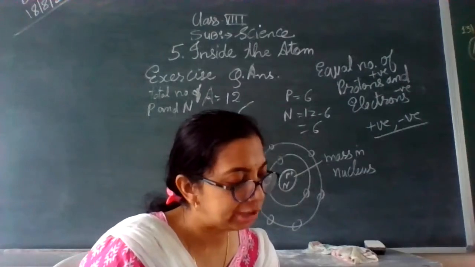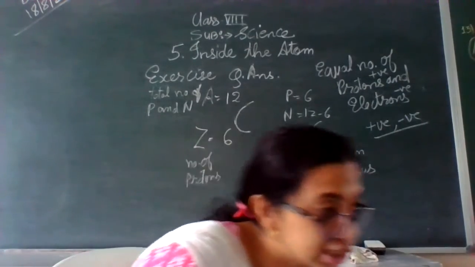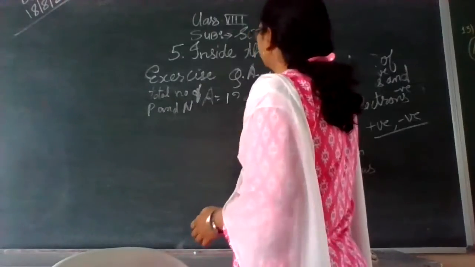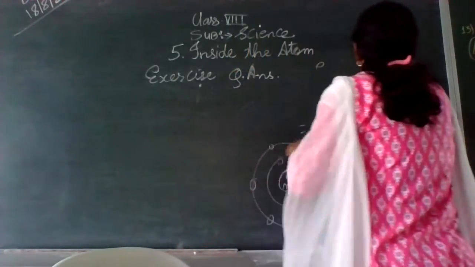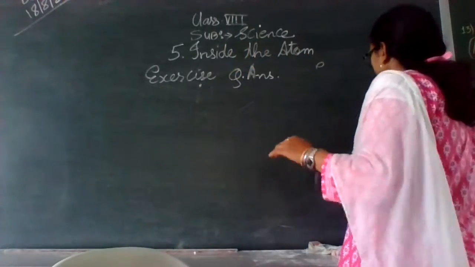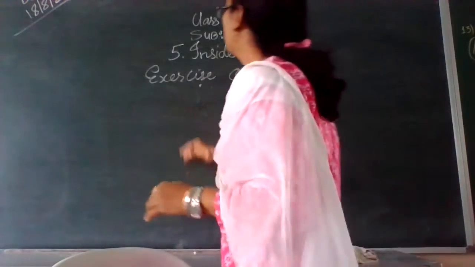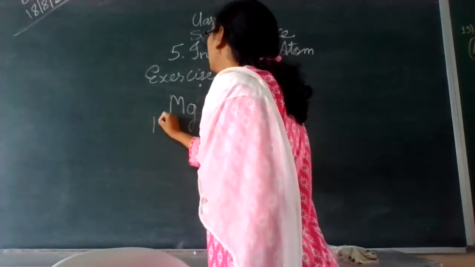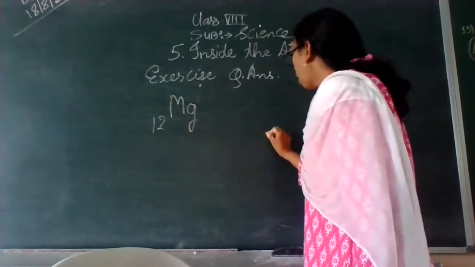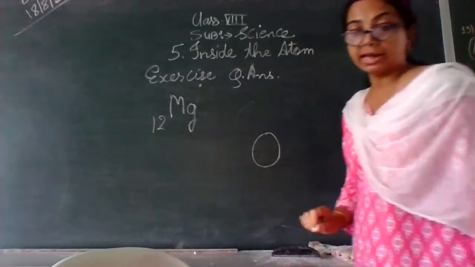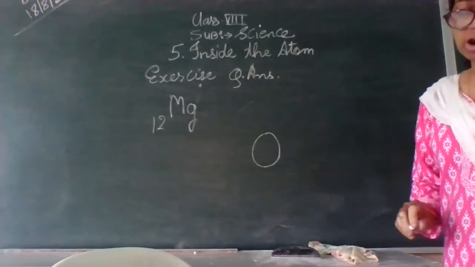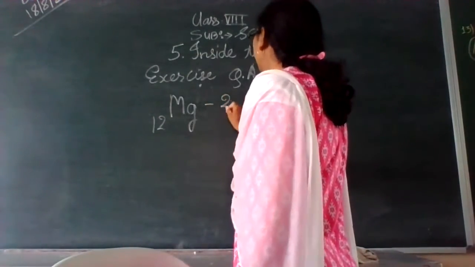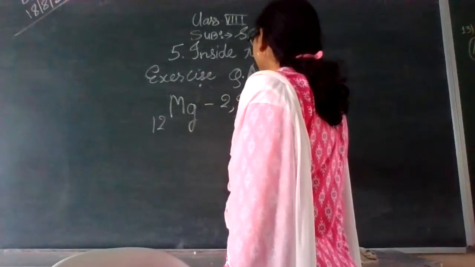For magnesium, the atomic number is 12. Okay, so magnesium has atomic number 12. How to draw this atom? Diagrammatically, you have to show it along with the configuration. We have to first of all write down the electronic configuration.